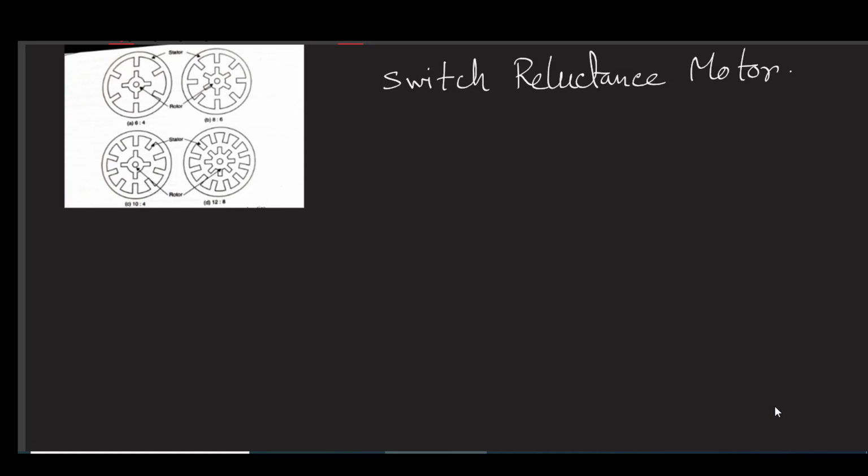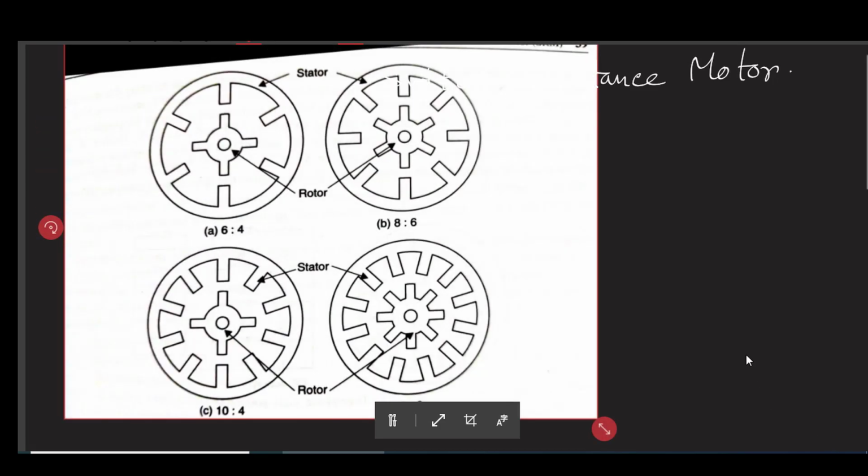Now coming to the structure, this is the structure of our switch reluctance motor. One thing I would like to mention is that the working principle of this motor depends on the dependence of inductance on different paths of reluctance. In a magnetic circuit, the reluctance directly affects the inductance, and inductance also affects the torque. So that is what this variable switch reluctance motor is all about.